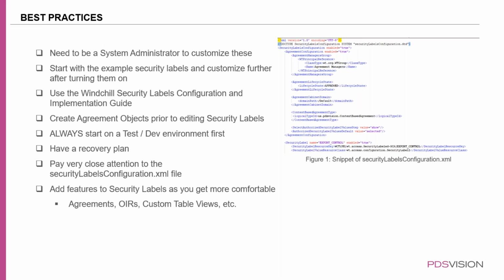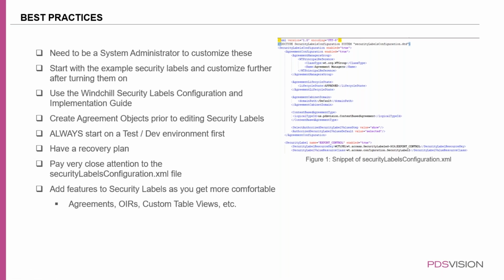Another best practice is if you're using agreements, you want to create those agreements prior to turning on or editing security labels. What I mean by that is, before you turn on security labels, if you go into your Windchill's type and attribute manager, you'll see an agreement object. So if you're going to use agreements inside of security labels, you want to create those inside of the type and attribute manager first, so that you can turn them on when you go to do security labels. So you want those created first.